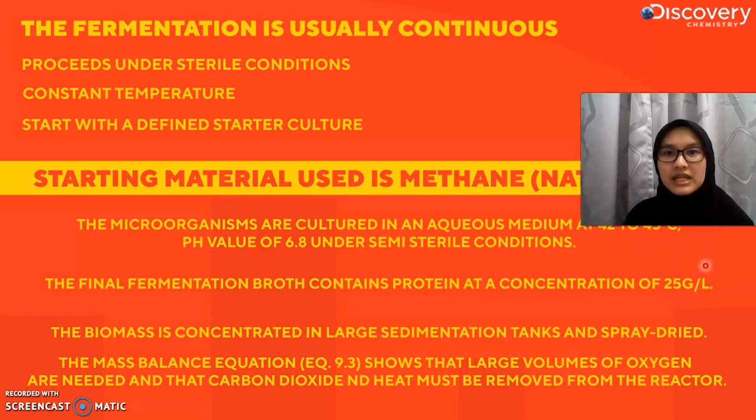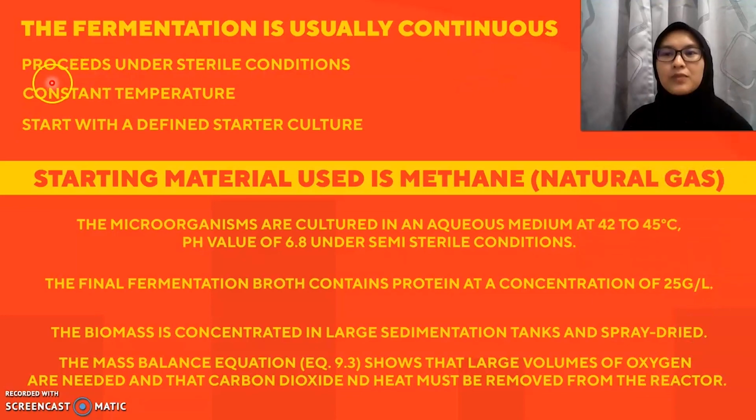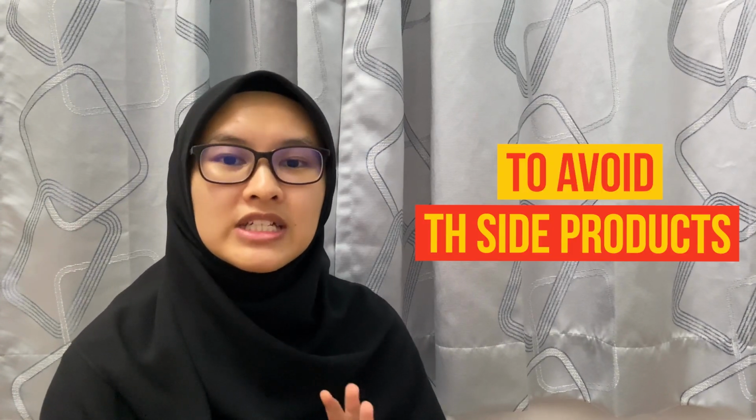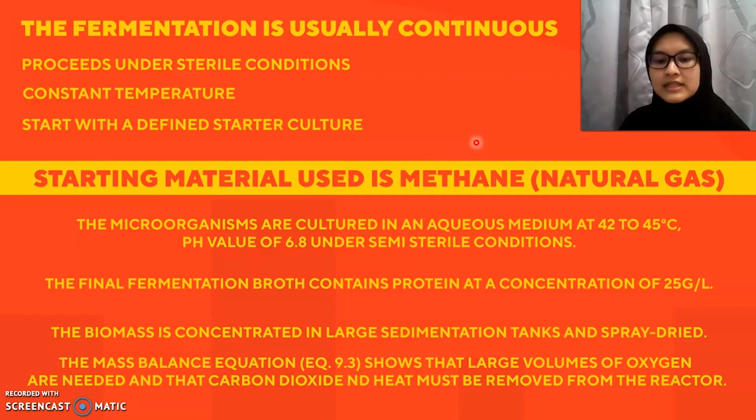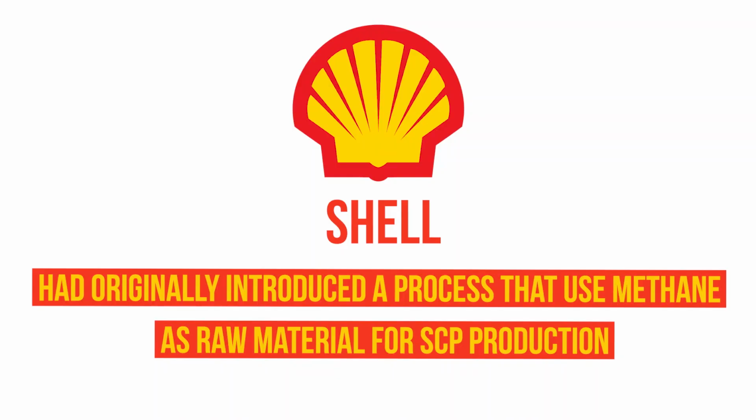The fermentation is usually continuous. It proceeds under sterile conditions at constant temperature and starts with a defined starter culture. This is to avoid the side product as far as possible. Several processes have been developed. For example, Shell had originally introduced a process that used methane as the raw material for SCP production.